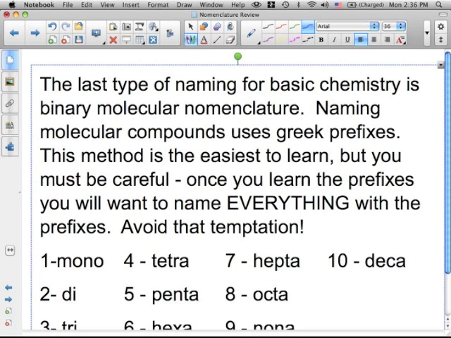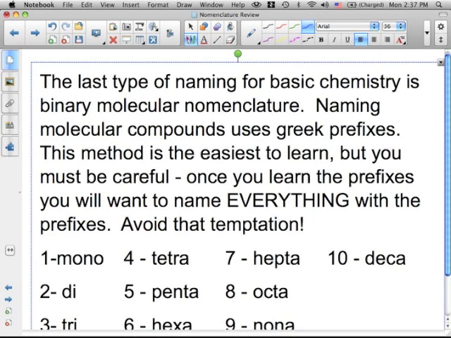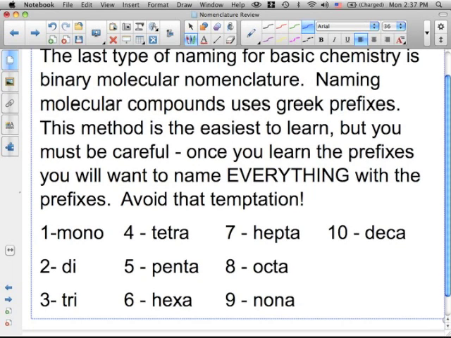The last type of naming for basic chemistry is binary molecular nomenclature. Naming molecular compounds uses Greek prefixes. This method is the easiest to learn, but you must be careful. Once you learn the prefixes, you will want to name everything with the prefixes because it is just that easy. Avoid that temptation. Only molecular compounds, compounds whose atoms are covalently bonded together, are named with the prefixes.